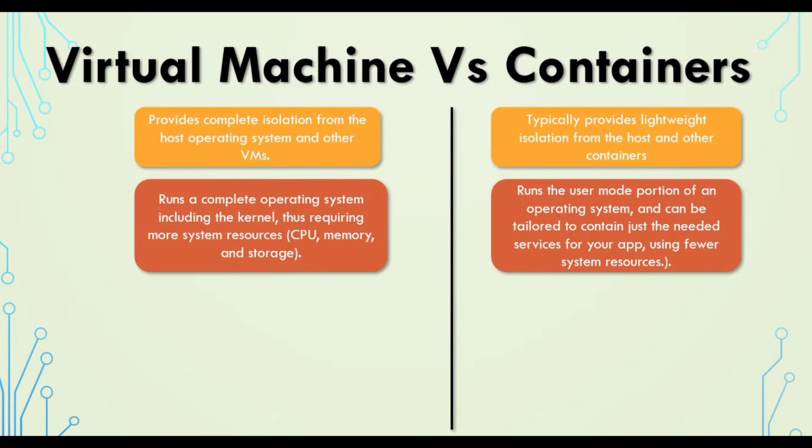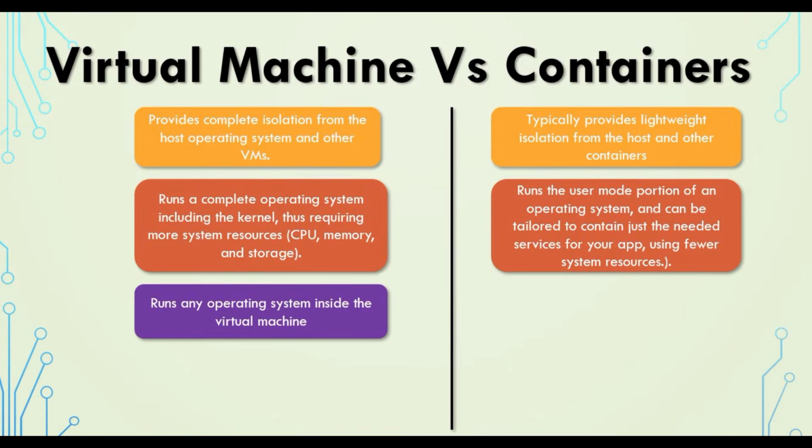Whereas in containers, the user mode portion of an operating system can be tailored to contain just what's needed for your app's service, and fewer system resources. So what we are going to use is the operating system on your host, which will have some kind of relationship, and it's tailored to use the necessary services for your app. So it only uses what is necessary for running your containers.